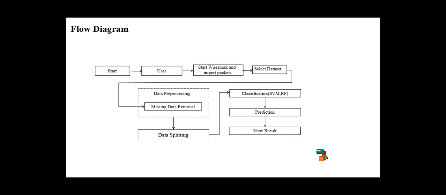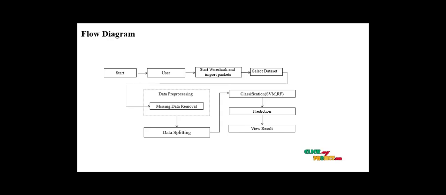In that, the user is going to start Wireshark and import the packets produced in the Wireshark application. Using the data produced by the Wireshark application, it is converted into a data set in the format of CSV and loaded to the pre-processing step. In the data pre-processing, the missing values will be removed or replaced with a 0, where we can achieve accuracy at a higher level.